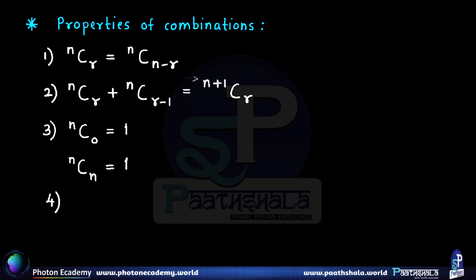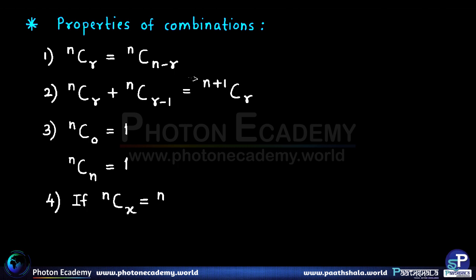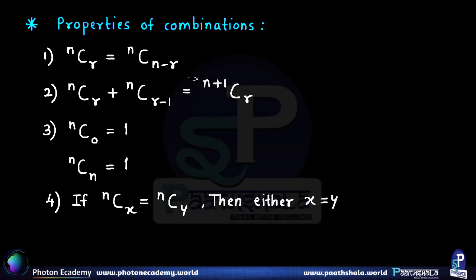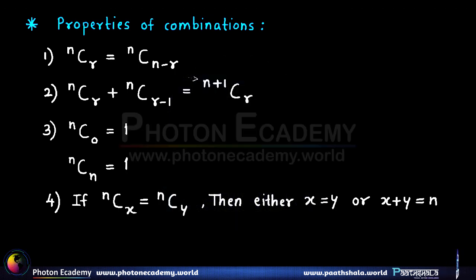Moving ahead, now if we have nCx to be equal to nCy, then it can mean two things. That is, either we have x equal to y, which is the first possibility, or considering the first property, that is nCr equal to nC(n minus r), there is another possibility that x plus y might be equal to n. So these are the two possible conclusions that we can derive.